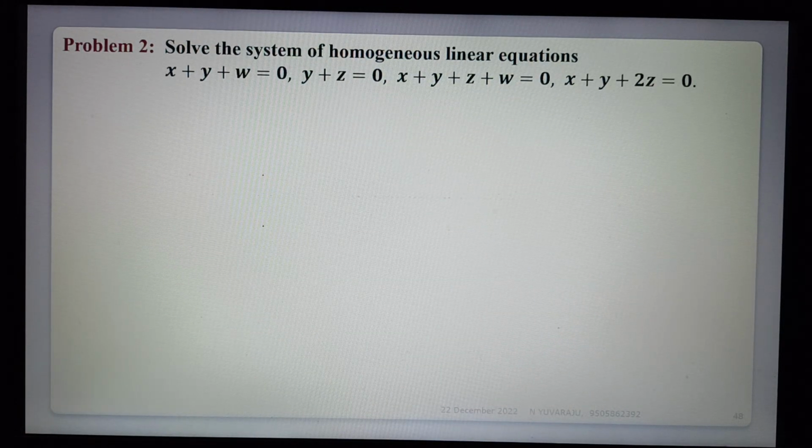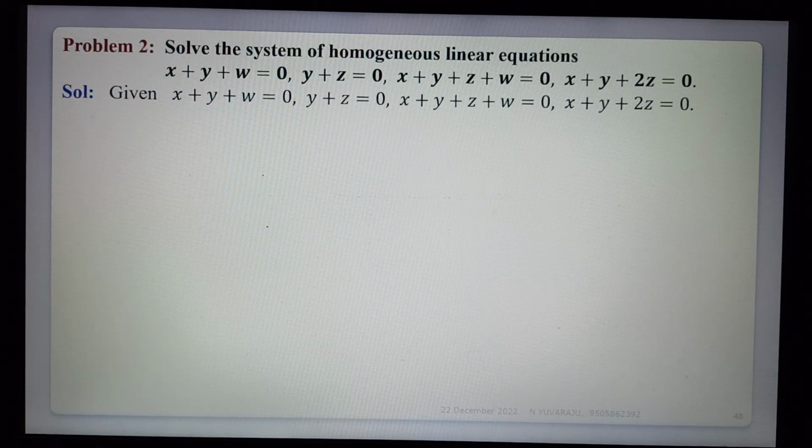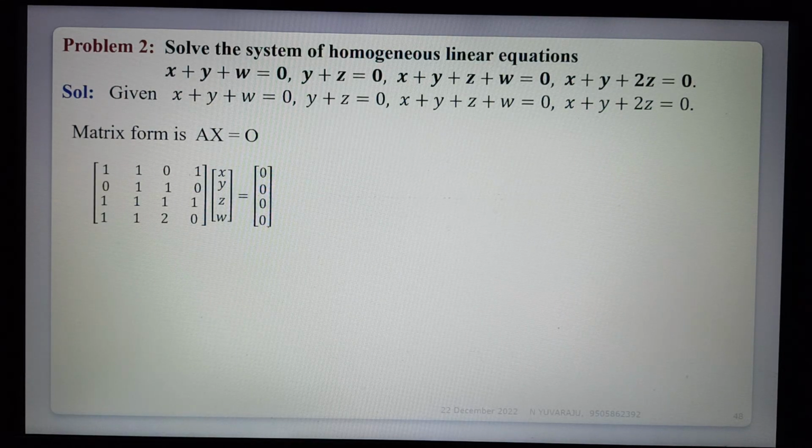Second example, example 2. Solve the system of homogeneous linear equations x plus y plus w is equal to 0, y plus z is equal to 0, x plus y plus z plus w is equal to 0, x plus y plus 2z is equal to 0. So totally 4 equations, 4 unknowns x, y, z, w. Okay, so those are the given equations. That is the matrix form AX is equal to 0. That is the first equation coefficients, second equation, third equation, fourth equation coefficients.